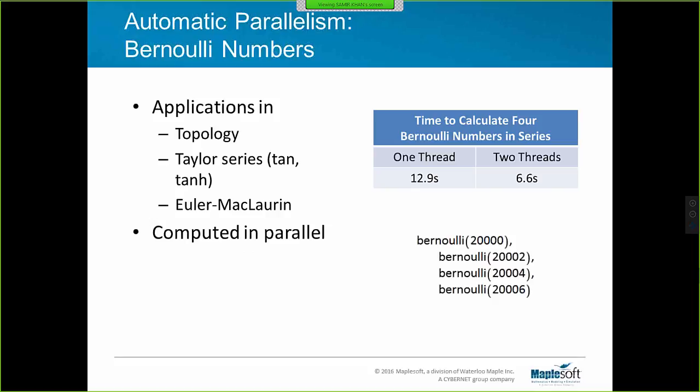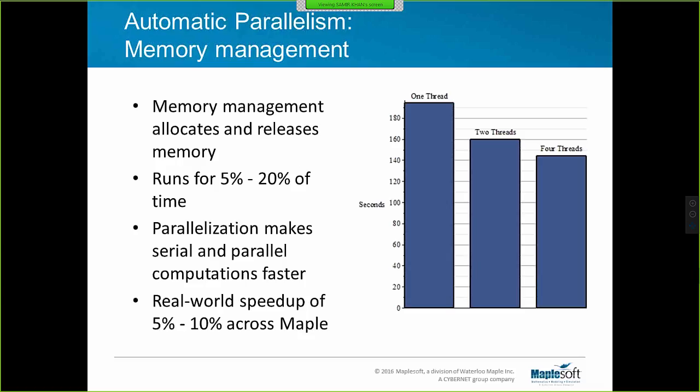Maple automatically parallelizes the generation of Bernoulli numbers as well, and these have critical applications in topology, Taylor series, and other scientific applications as well. Let's talk about a deeper topic, and that's parallel memory management.